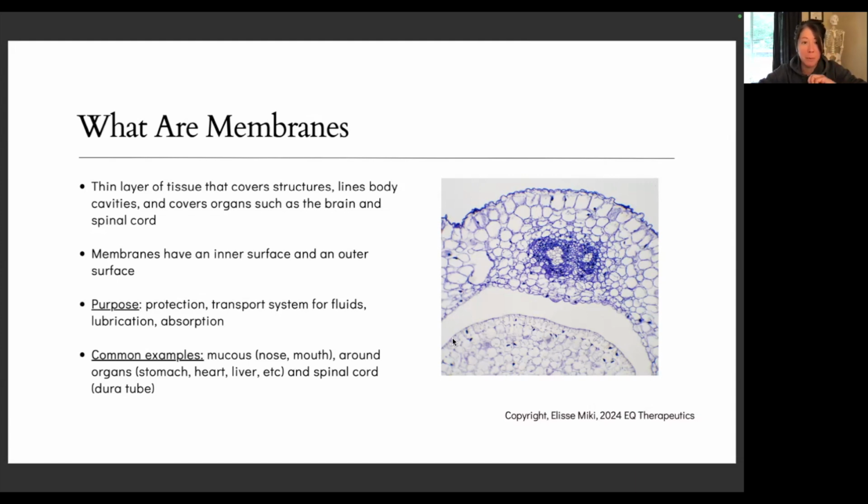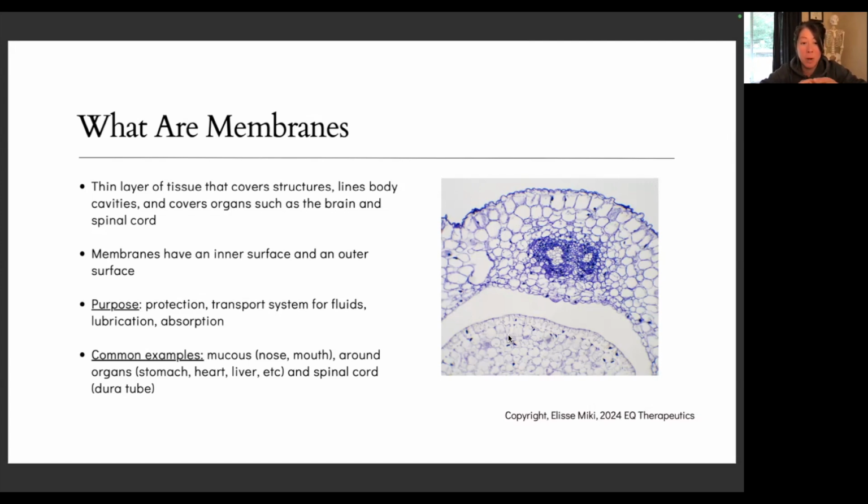Now, the purpose of membranes is generally to provide protection, to transport fluids between the cells themselves or between layers of membranes. They also provide lubrication, so movement of other structures upon other structures, and absorption. So they're taking part in that waste removal process as well.